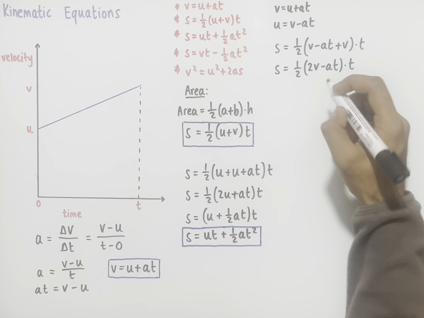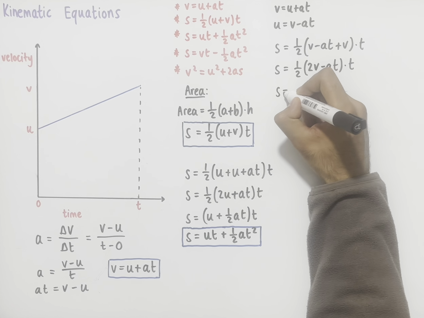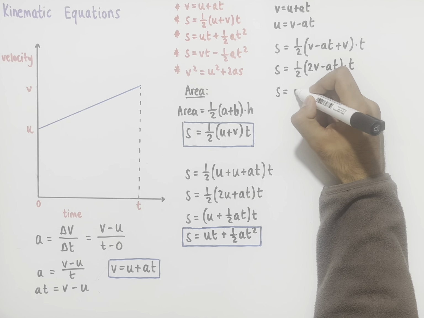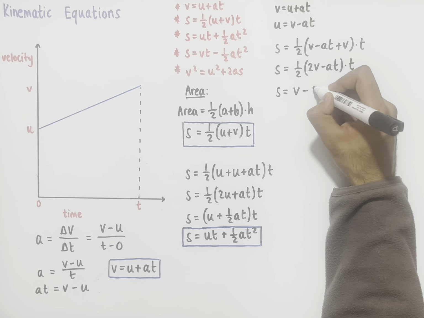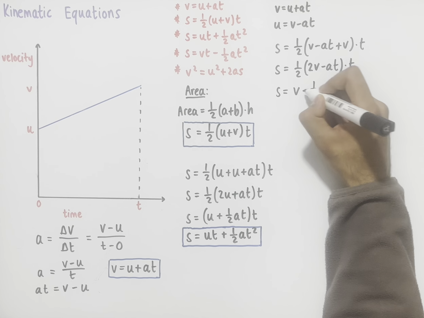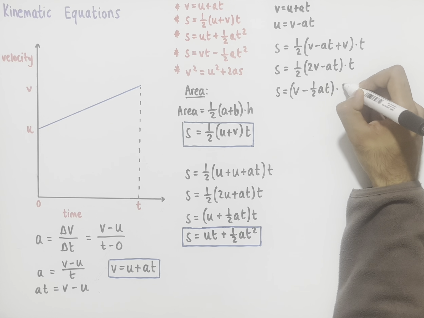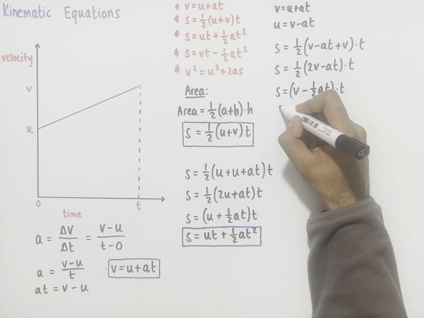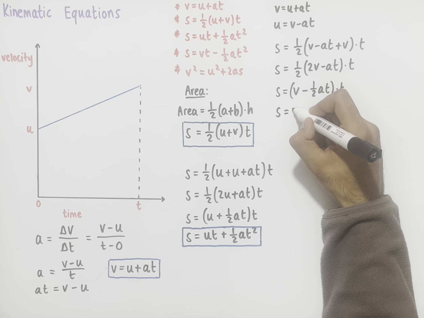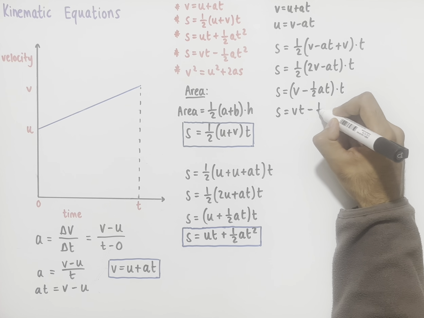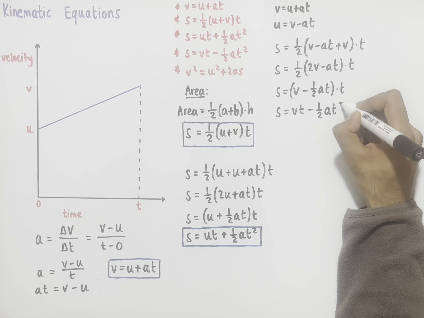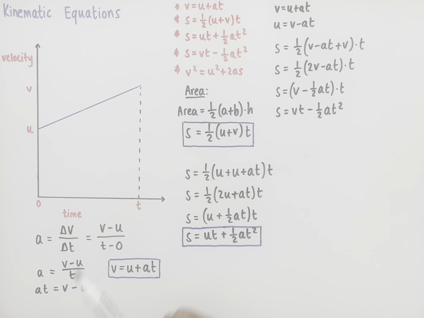Now expanding the brackets here, we end up with s equals a half times 2v, which is v, and then a half times minus at, which is minus a half at, and then all of this is in brackets, and we now need to multiply by t here. And so we now end up with s equals v times t, which is vt, and then minus a half at times t, which is minus a half at squared. And that is the fourth kinematic equation here.